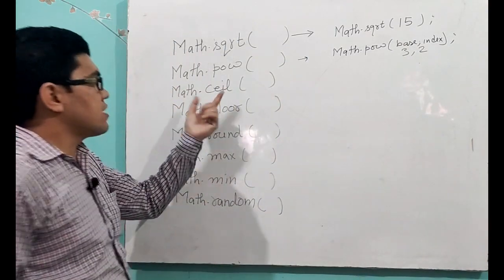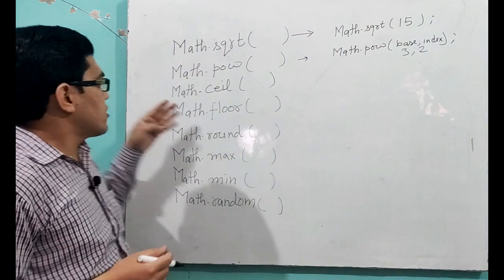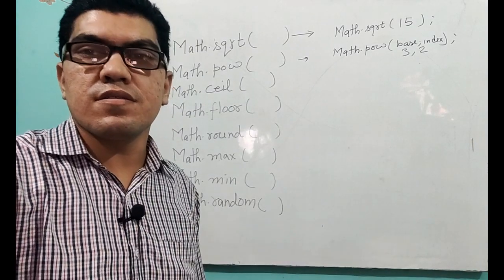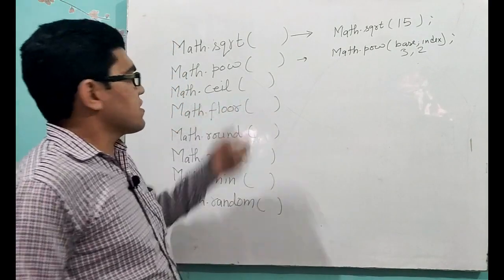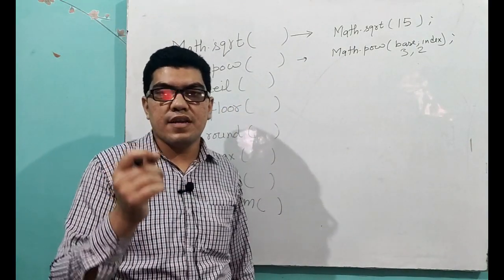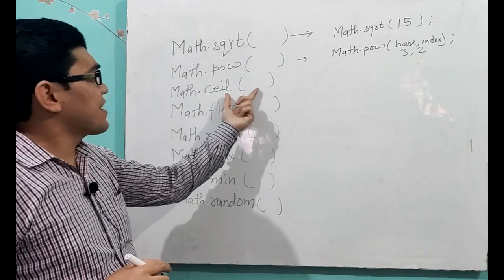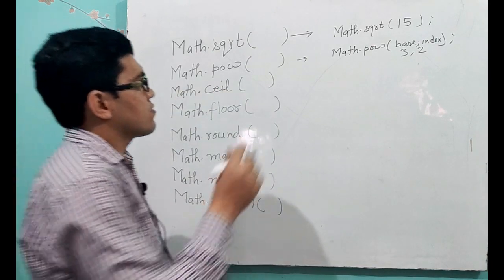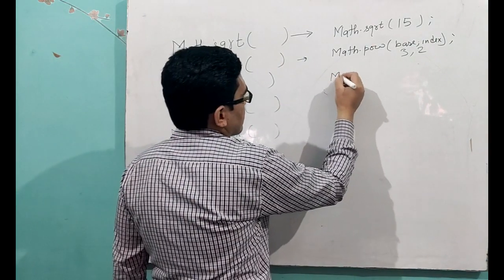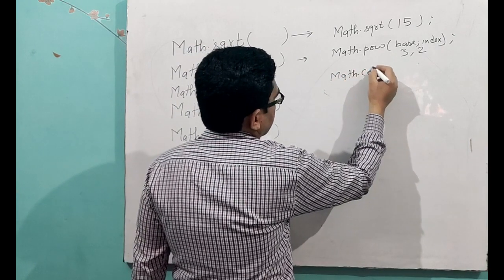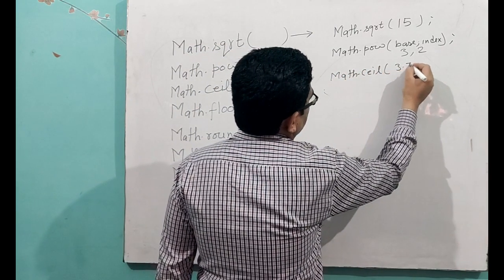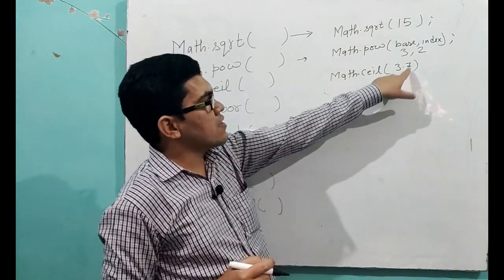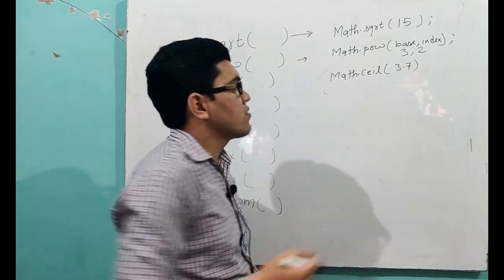The next function is the ceil function. There are two functions which are related to each other, the ceil function and the floor function. The ceil function will return the smallest integer which is greater than or equal to the argument. For example, if you write Math.ceil(3.7), which is the smallest integer which is greater than or equal to 3.7? That is 4.